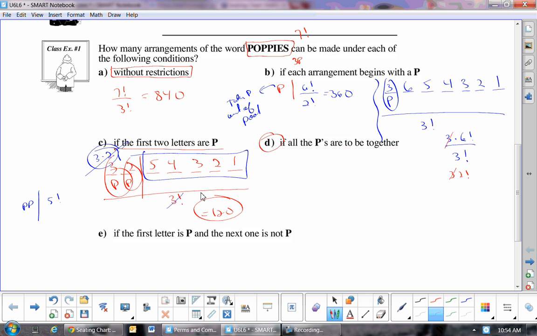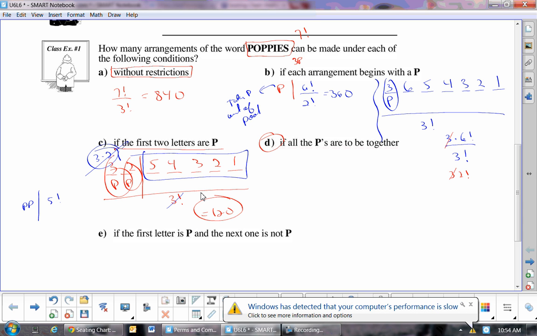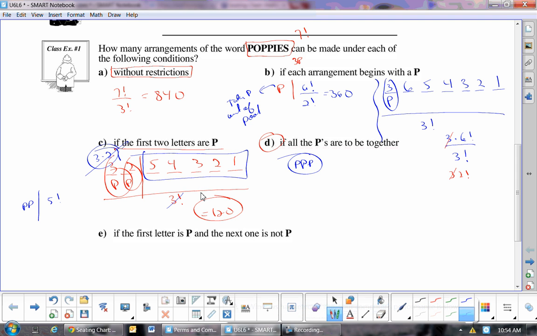Like C and D. I think C and D would have been nice if they would have said 2 P's are put together. Do you see how 2 P's put together would be very different than the first 2 letters must be P? I would treat them as a group. Now this one, if all the P's are to be together. Now, do you remember how we did these before? If we did this, one thing, and then O-I-E-S.